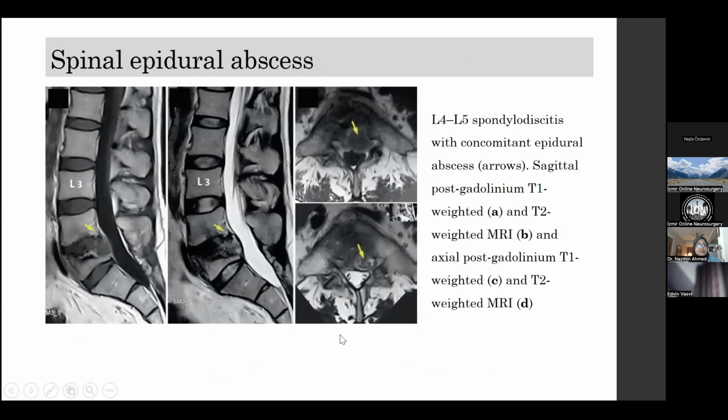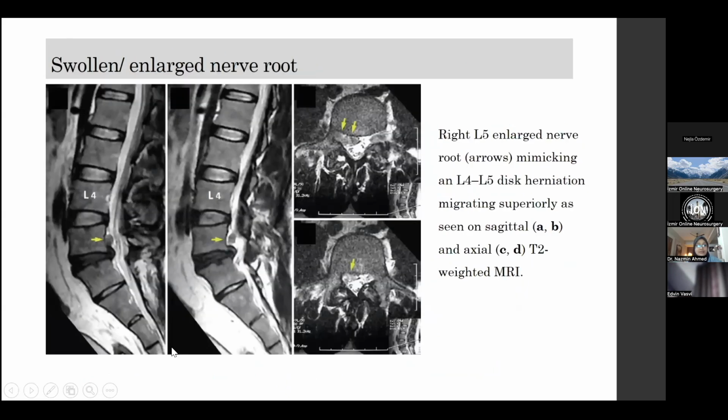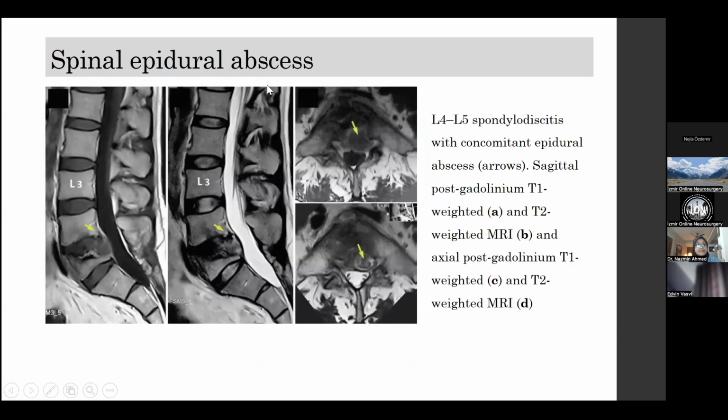So it's a rare example which can mimic PLID, that is spinal epidural abscess. There is the disruption of the material as well as herniation of some of its component, which is clearly evident in the axial section. So sometimes, very rarely, it can mimic the PLID.